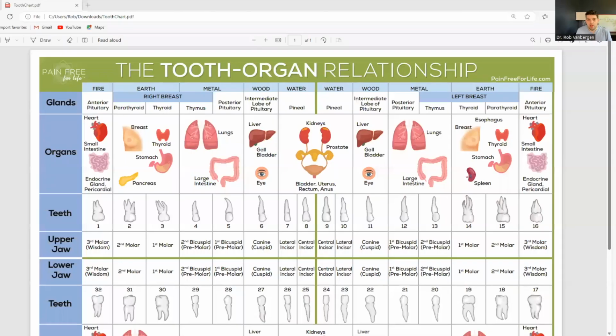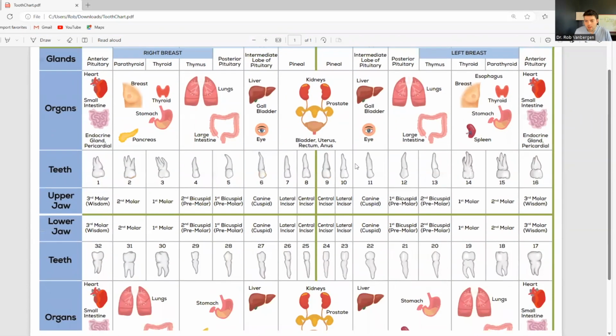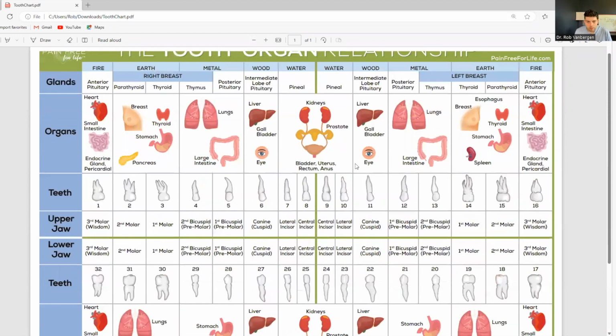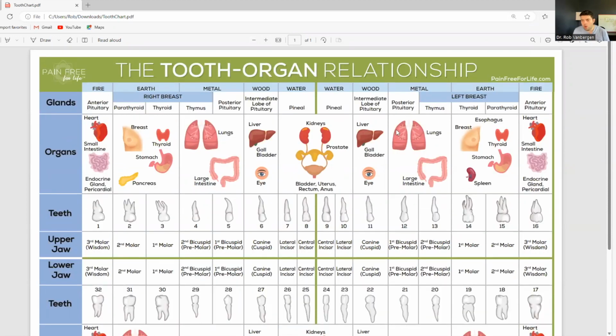So let's take a moment to go through the chart here. Hopefully everyone will be able to see this just fine here on the video. This is a tooth-organ relationship chart. We had this designed ourselves some years ago because the ones we found online were not quite accurate, and we wanted to make this as clear as possible.